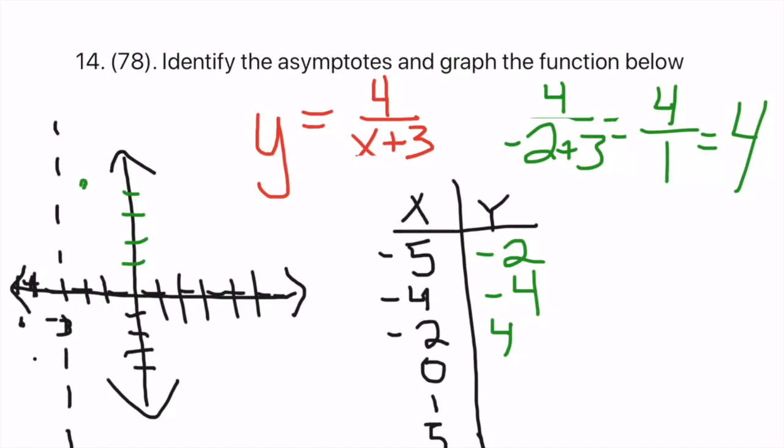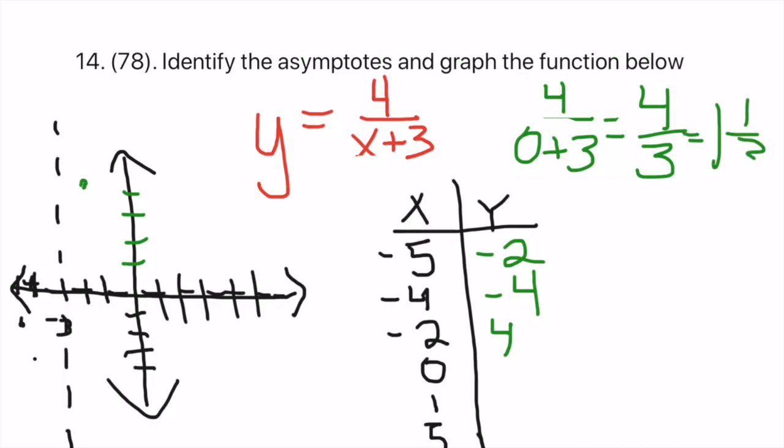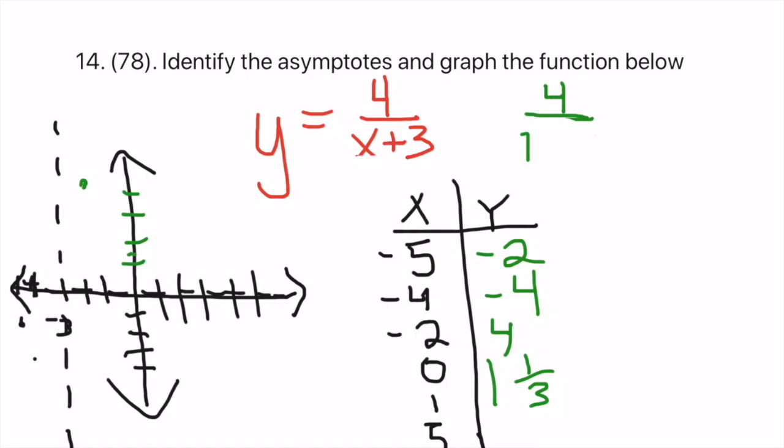Now let's plug in 0. 0 plus 3 is 4/3, and that's kind of an ugly one, but that's okay. We'll have just one like that. So 0 and 1 1/3. So x is 0, and then this is just a little bit above the 1, so about right there. Now we have 1 plus 3, which is 4 over 4, or just 1. So we have 1, 1, which is like right there. Oops. And then our last one that we chose is 5.